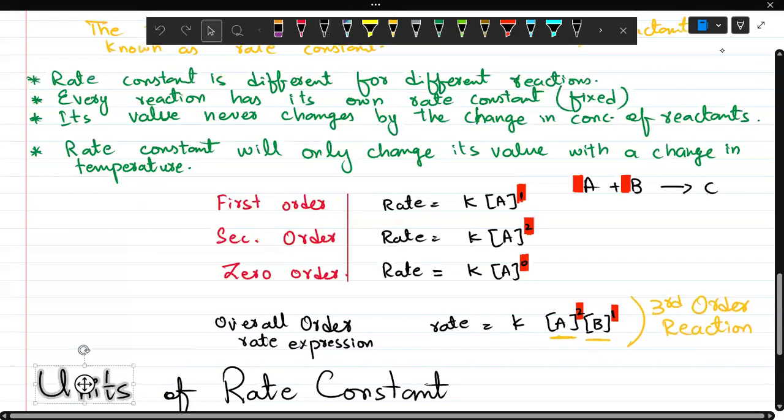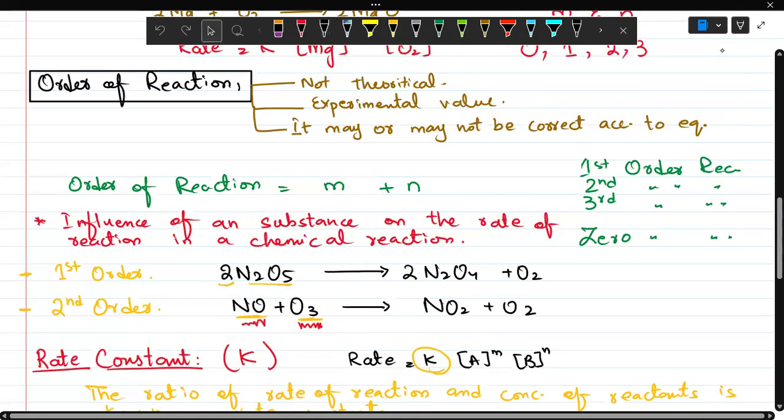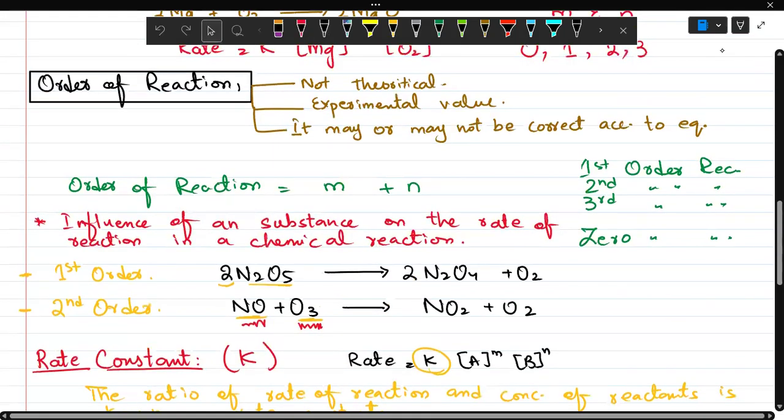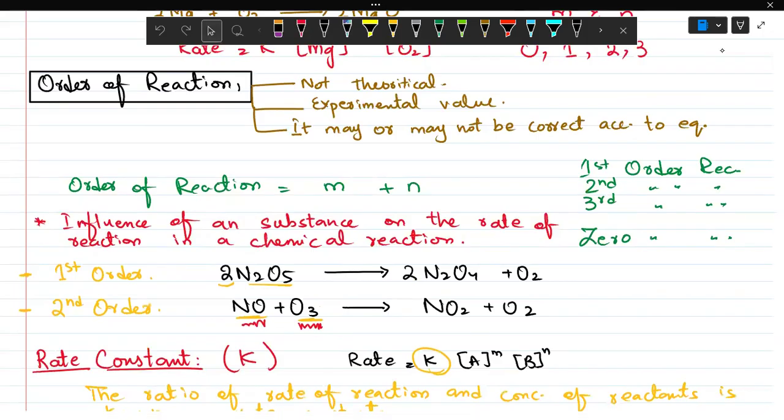Okay, so in the last class, we were discussing the order of reaction, and I told you in the simplest way what the order of reaction is. Order of reaction is basically the influence of a substance on the rate of a chemical reaction. When we calculate the order of reaction, we calculate it for one particular substance, then we calculate the order of the second substance. Is it clear?